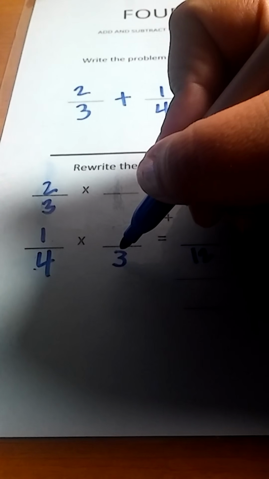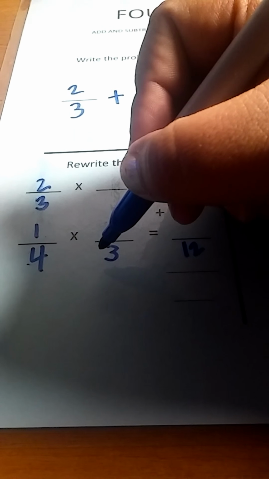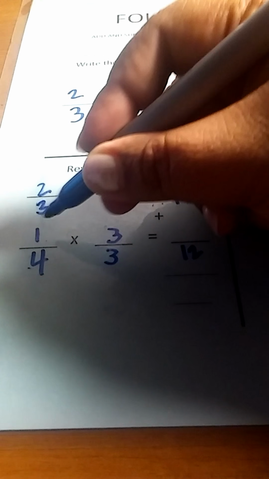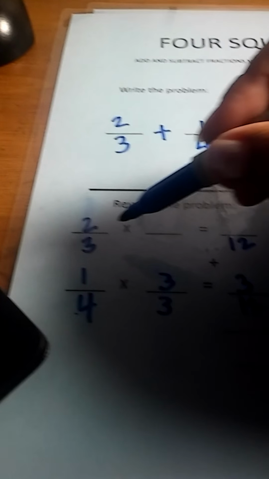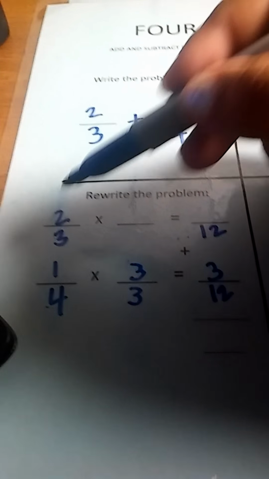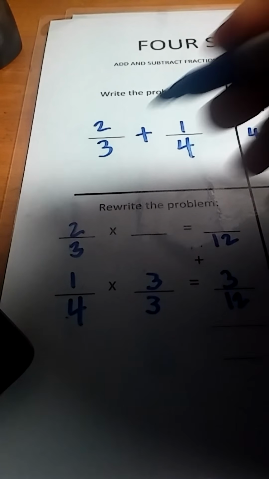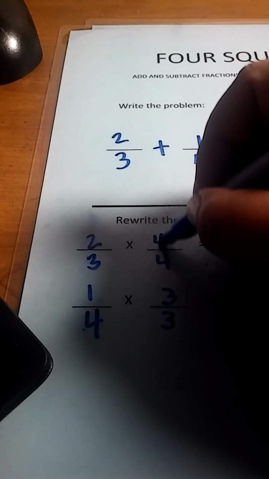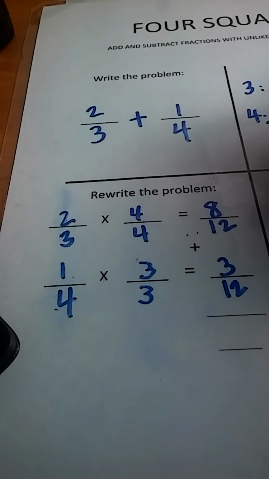And if I multiply 4 times 3, if I multiply the bottom times 3, I need to multiply the top times 3. So 1 times 3 is 3. I need to do the same thing up here. I could have started up here, but I don't know why I started down here. So 3 times what equals 12? 4. So if I do the bottom, I have to do the top. 2 times 4 is 8. Now I can add.